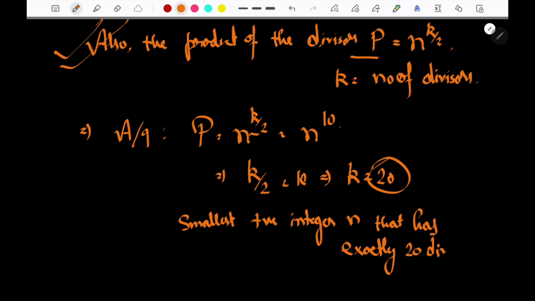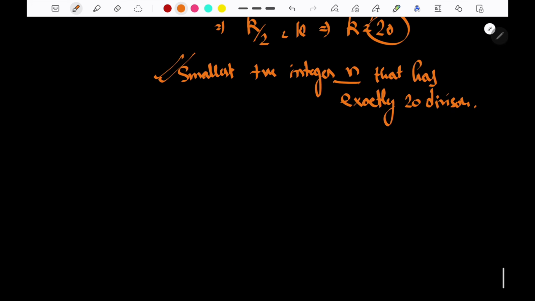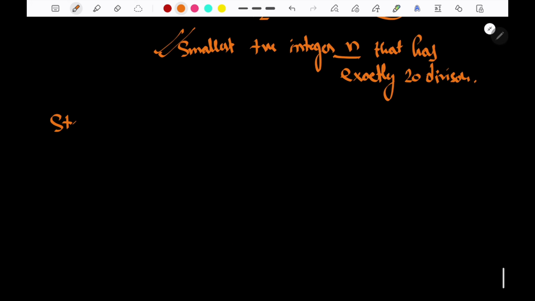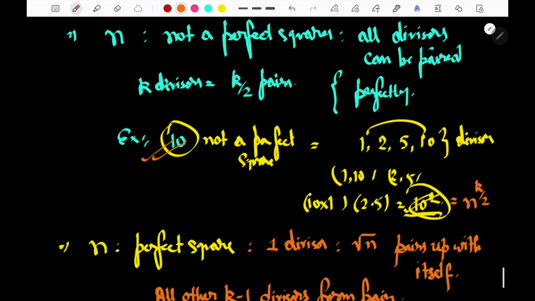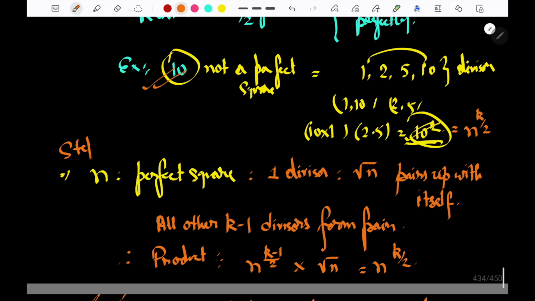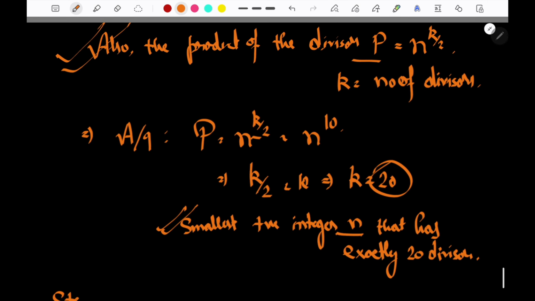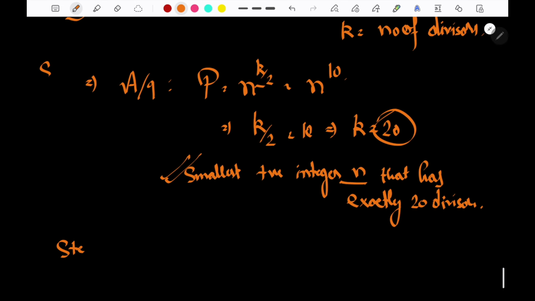मतलब what we are required to find? We are required to find smallest integer n which has perfectly 20 divisors. Superb. So what will be step third? This was C. First, what was the step? This was step 1. We found out the perfect square. What was step 2? We compared it. And what is step 3?